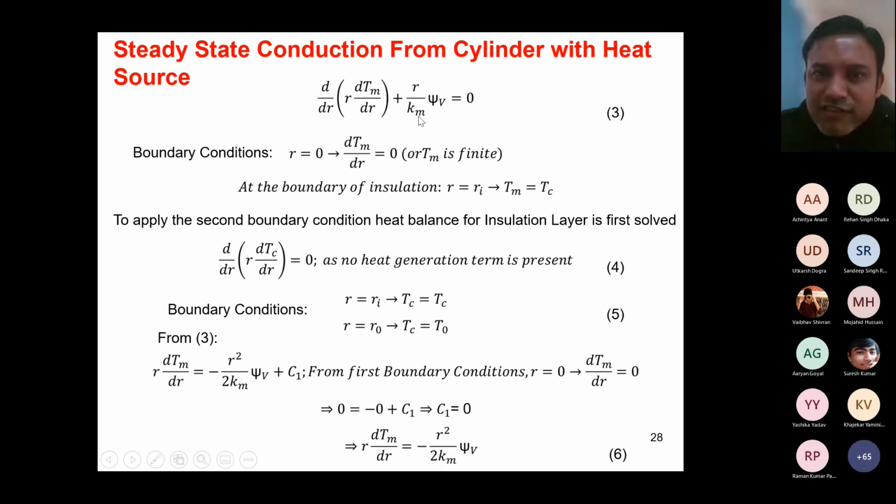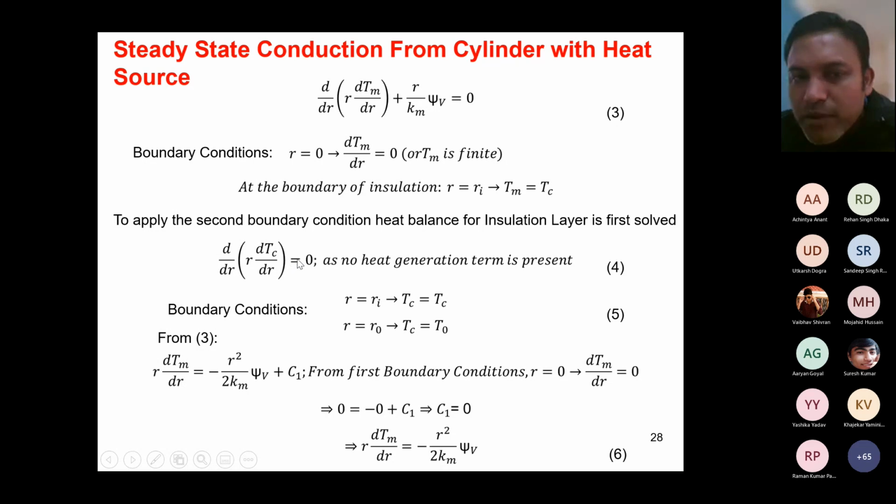So this second term, which is there in equation 3, will not be there if we apply the shell balance for the insulation. What we are going to get is d by dr of r dTc by dr equals 0, where Tc is nothing but the temperature distribution across the insulation layer. Do you all agree with this equation number 4? Yes, sir. We have just omitted this generation term because there is no generation term in the insulation.